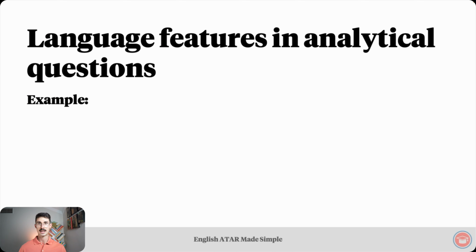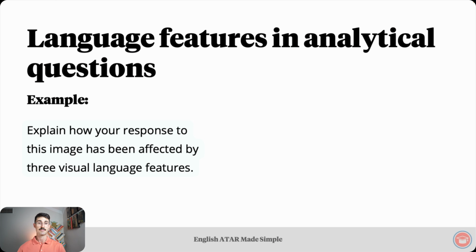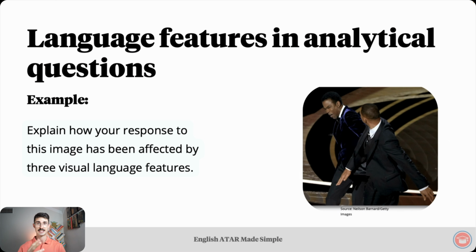Here is an example of how language features are used in analytical questions in the comprehending section of the exam and the responding section. Explain how your response to this image is affected by 3 visual language features. And this is the image. So obviously this wasn't a text in a past exam, but maybe it will be in this year's exam. You never know. The question is a blend of question 1 from the 2017 WACE exam and question 1 of the 2019 WACE exam. Our example question falls under this category of analytical because it must be answered with direct reference to a text. In this case, it's the image on the screen. In other words, you need to analyze the text in order to answer the question.